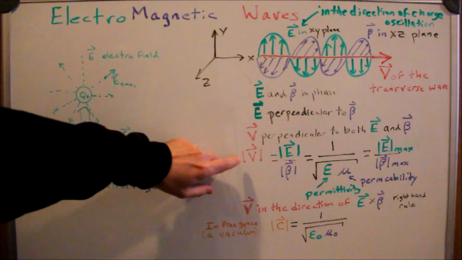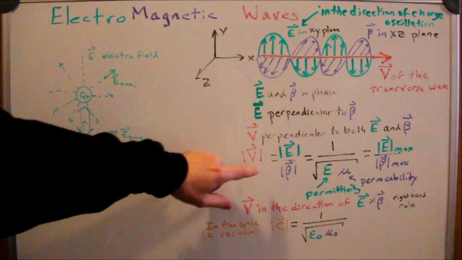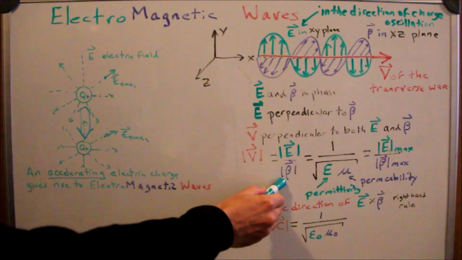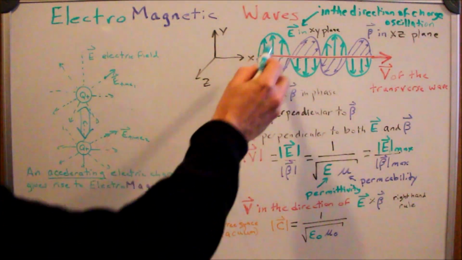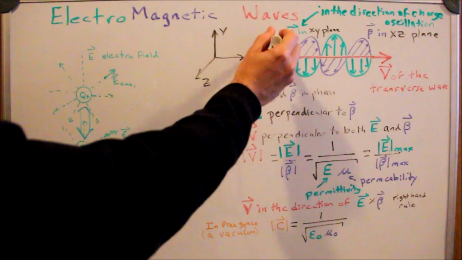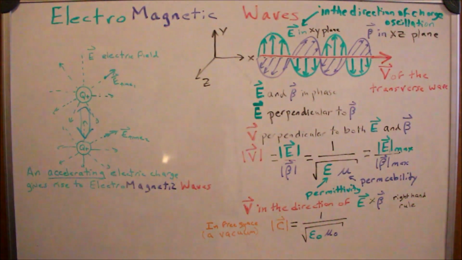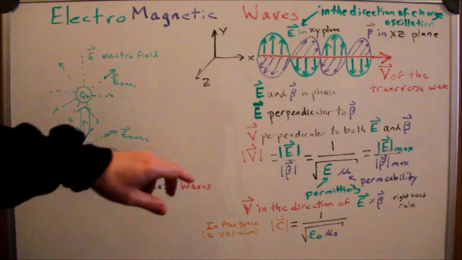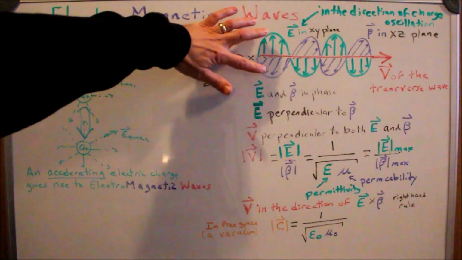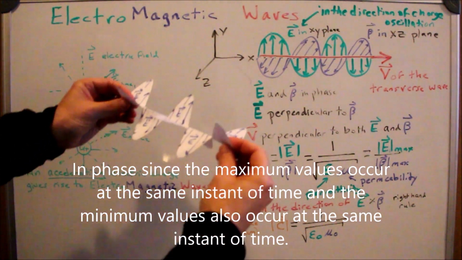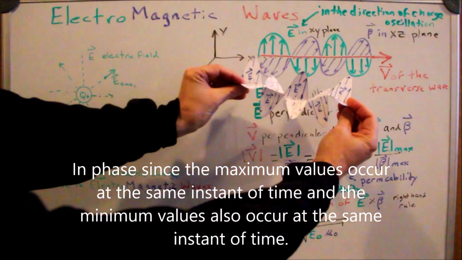And the magnitude of velocity, as we learned before, is related to the ratio of the electric field divided by the magnetic field, or the maximum value of the electric field divided by the maximum value of the magnetic field. And you can see that these are in phase. Another way you can look at it is I have a little piece of paper here. It's kind of showing the same thing.